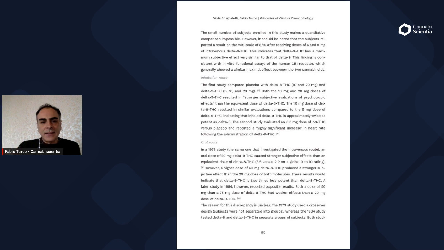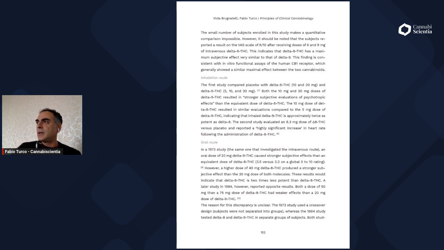Just summarizing, also because we arrived at the end of this book reading, Delta-8-THC and Delta-9-THC have comparable effects. These effects can vary according to the administration route. But concluding, and you can find this conclusion if you go on reading this paragraph, it seems that Delta-8 and Delta-9 THC have comparable effects, but with Delta-8 THC being slightly less potent than Delta-9 THC.